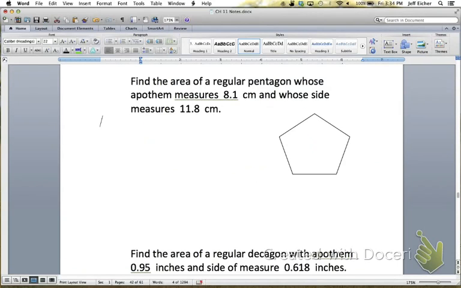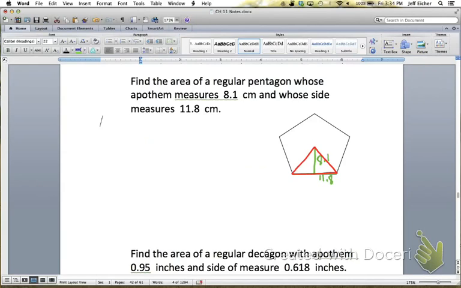Okay, for one like this, we have a regular pentagon. So we can draw in the given information. You have the apothem is 8.1. You have one side is 11.8. 11.8 is the whole side, even though I drew it way over there. So what you can do is find the area of this triangle, which you already have the base and you already have the height, which is very convenient.